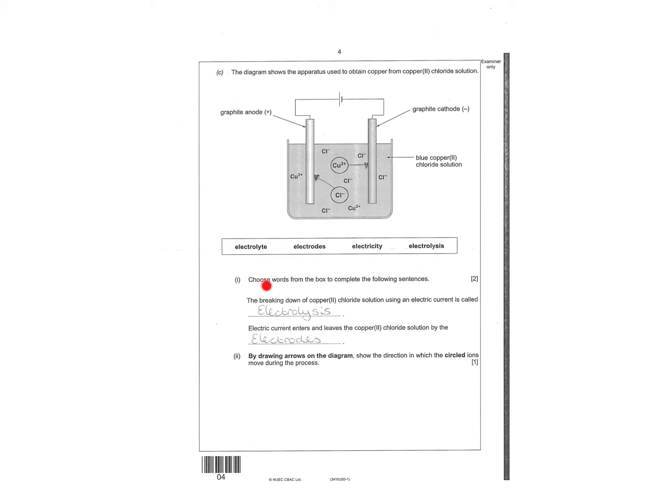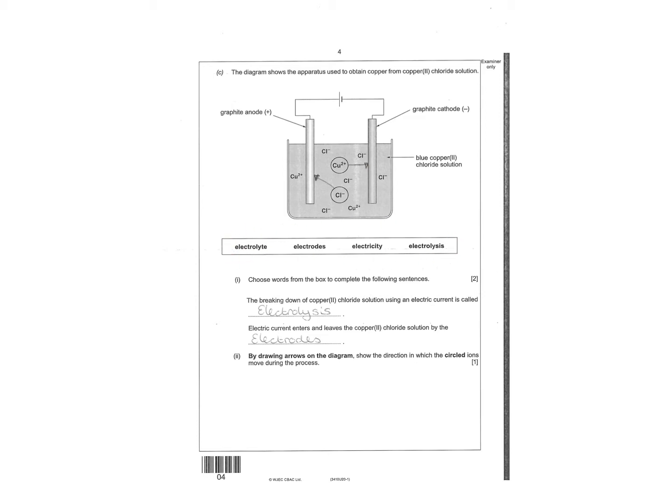First off then, that's actually the second question, but we'll do it first anyway. By drawing arrows in the diagram, show the direction in which circle ions move during the process. So chlorine will go to the positive because it's negative. Copper will go to the negative because it's positive.